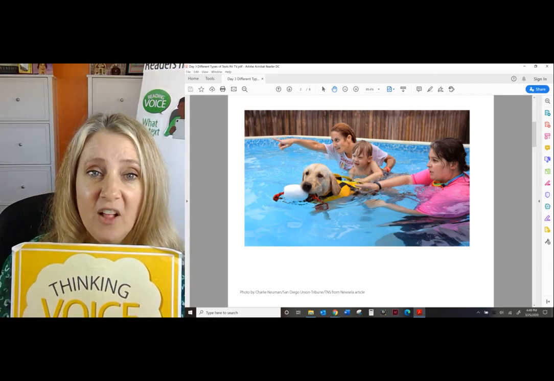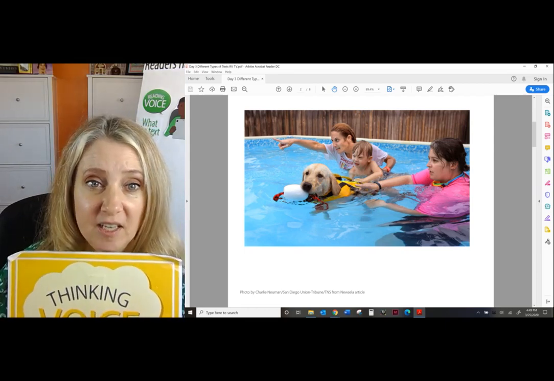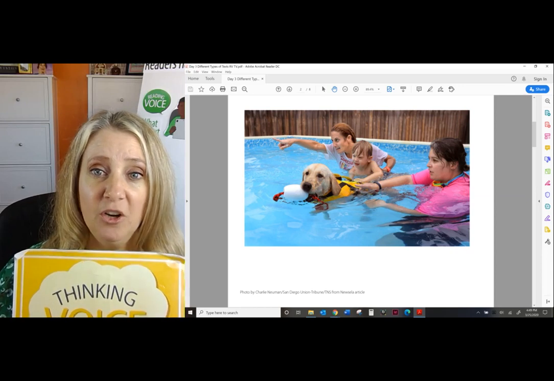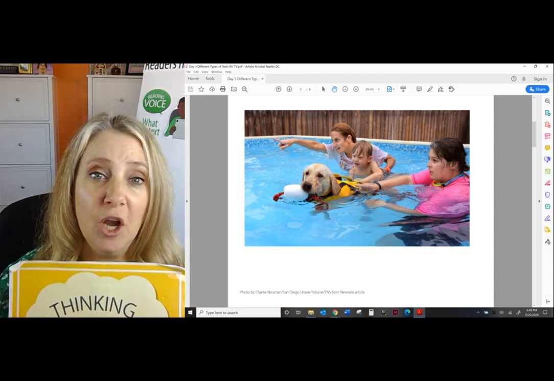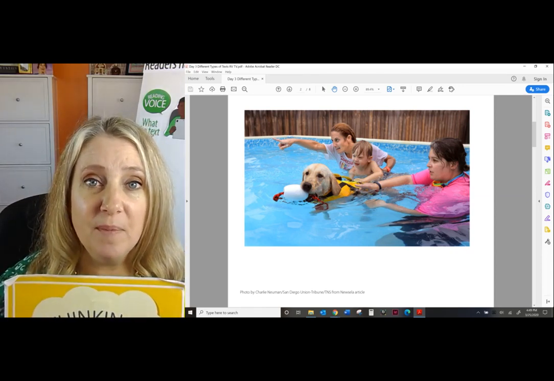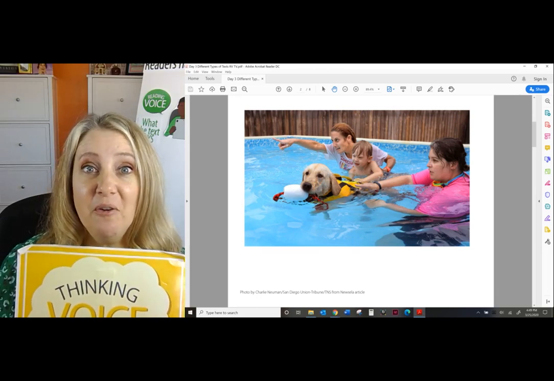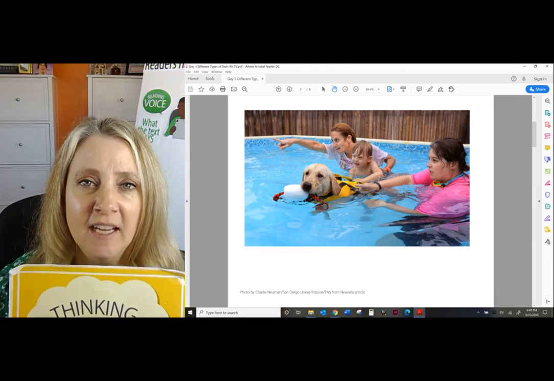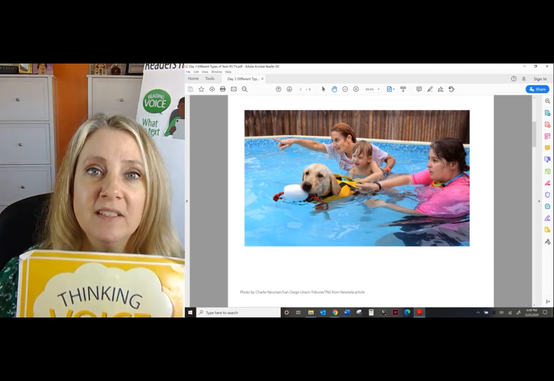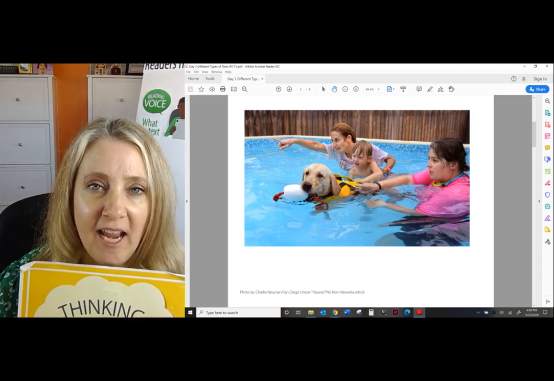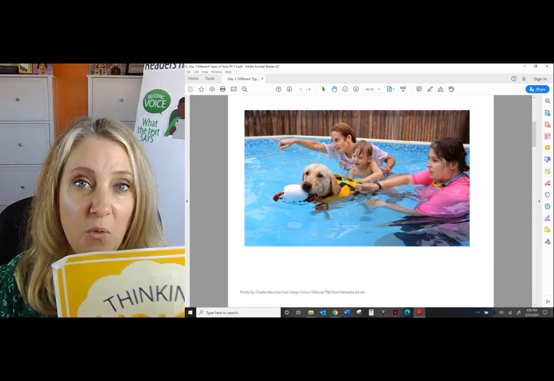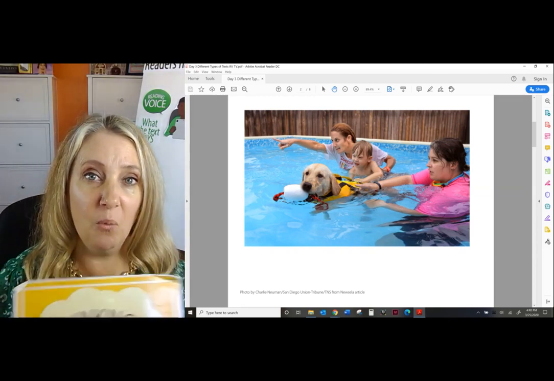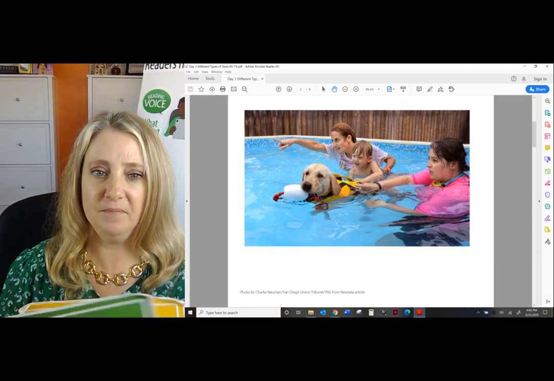Yeah, maybe this is some sort of swim lesson. Maybe they're pointing across the pool and the dog is going to go that direction and pull the little boy behind him. I don't know, but it's really neat to try to figure it out, isn't it? This is the kind of picture you would want to study for a minute and look at everything because your thinking voice is trying to figure out what it means.